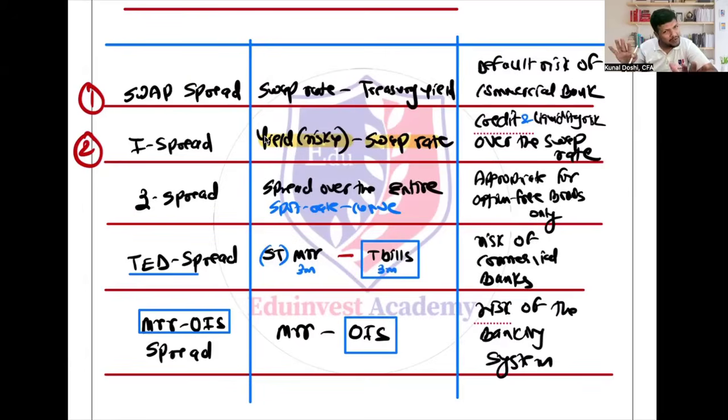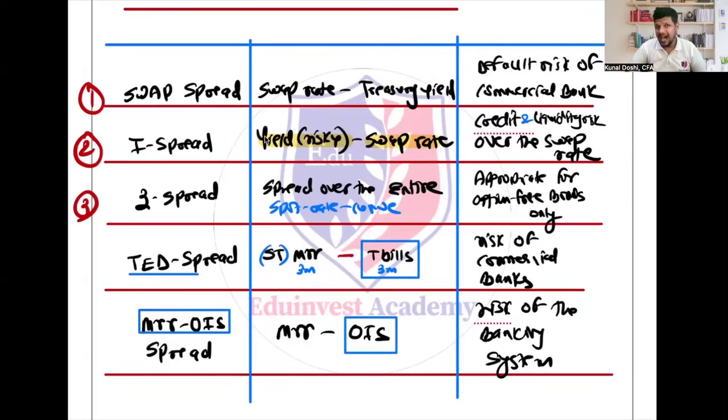General spread is what we define as our yield over the treasury. But if you notice, that can be separated into two parts. One is the swap spread, that is the difference between the swap rate and the treasury. And the second is the I spread, that is the difference between my yield and the swap rate. If you combine both, you will get your bond's yield spread. Understood, everyone?